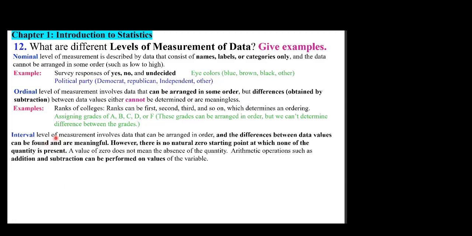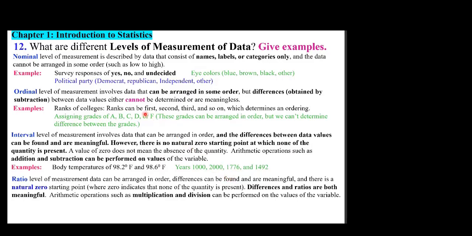Interval level of measurement involves data that can be arranged in order, and the differences between data values can be found and are meaningful. However, there is no natural zero starting point at which none of the quantity is present. A value of 0 doesn't mean the absence of the quantity. Arithmetic operations such as addition and subtraction can be performed on values of the variable. As an example, body temperature, 98.2 degrees Fahrenheit, 98.6 degrees Fahrenheit, years, 1,000, 2,000, so on and so forth.